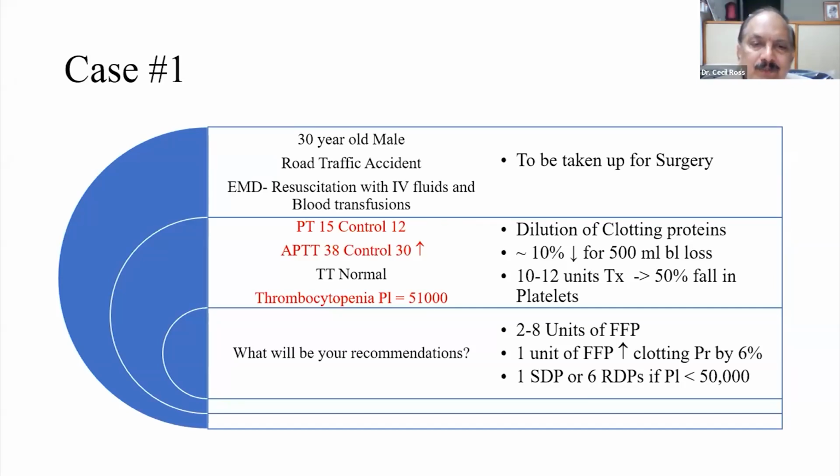And if the platelet is 51,000, you have to remember that 1 single donor platelet or 6 random donor platelets you have to give if the patient has got a platelet count of less than 50. If you give this 6 random donor platelets, 1 single donor platelet, assume that it will raise by about 7 to 10,000 per bag. So you can raise it to about 80 to 90 and then take up the patient for surgery.